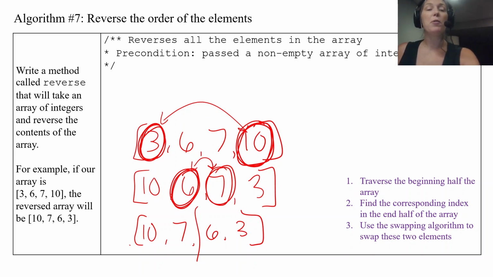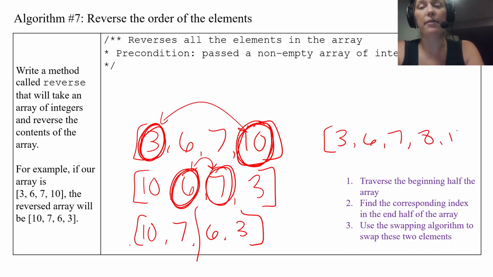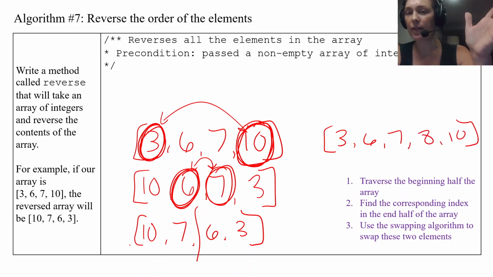Okay. Now, if you have an even amount of elements in your array, like this right here, you know the exact stopping point, the halfway point. This also works if you don't have an even amount, like let's say you have 5, okay? You still want to swap, okay?